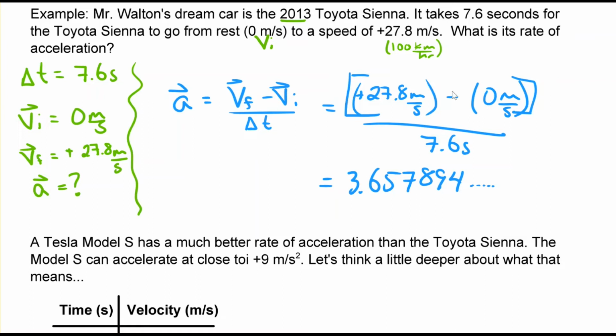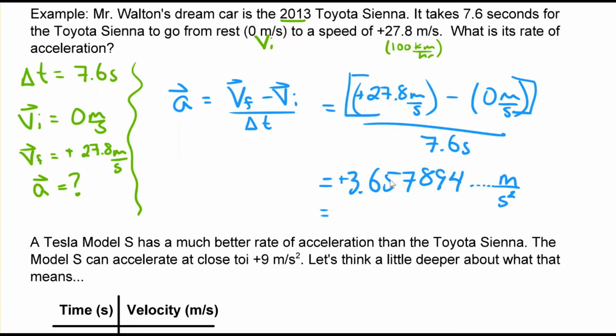Well, what are our units going to be? It's going to be meters per second divided by seconds again. Nothing's going to cancel out here. We're going to get meters per second squared. This is going to be positive.